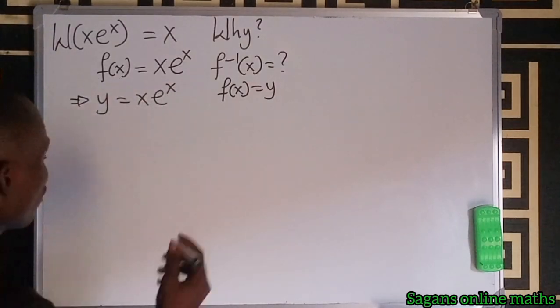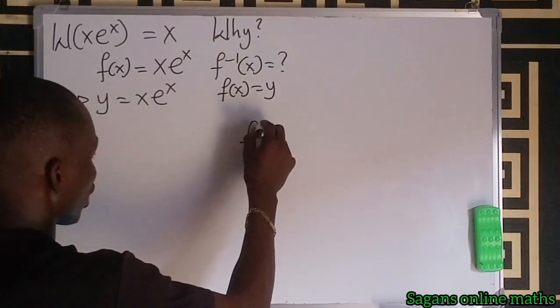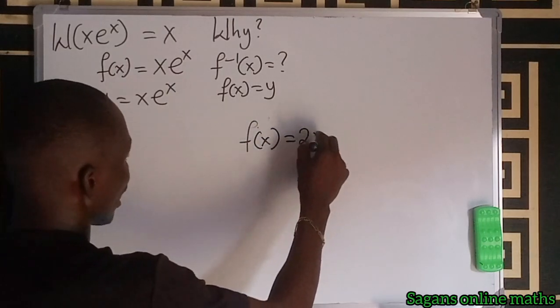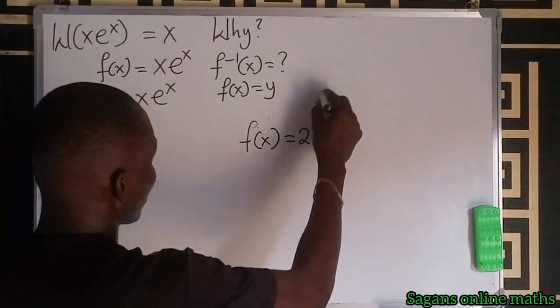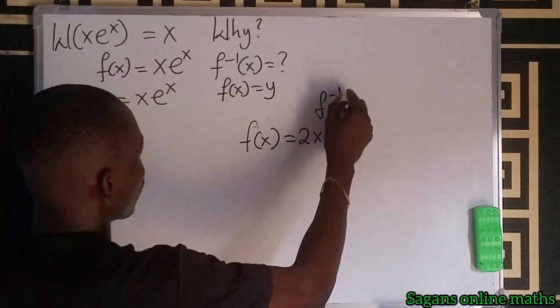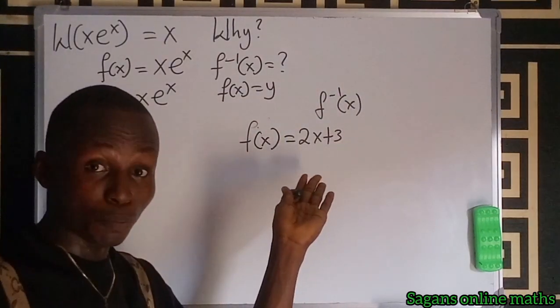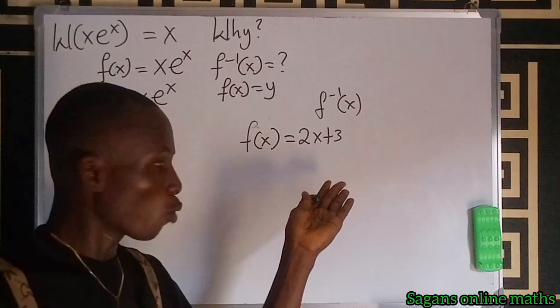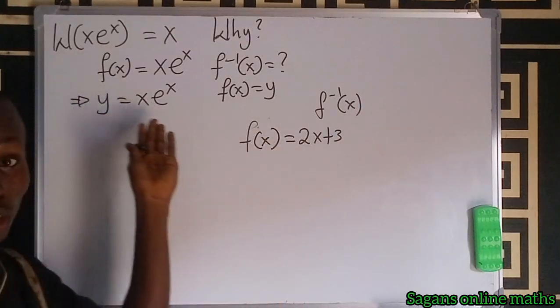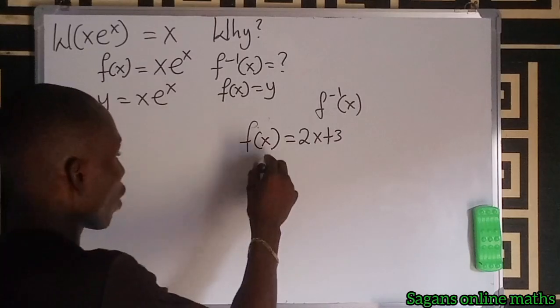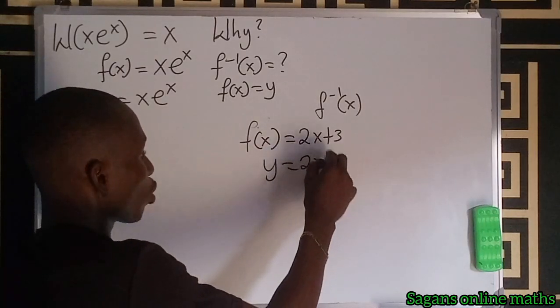Remember that if you are given a function, I want to use something simple to explain. f of x equals 2x plus 3, and you're asked to find the inverse function of x. This is primary, very simple for all of you to know, but I'm using this so that you can understand what is going on here. Remember that f of x simply means y. So y is equal to 2x plus 3.